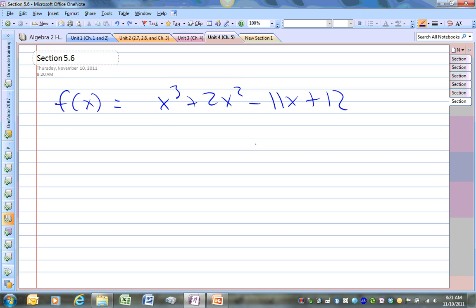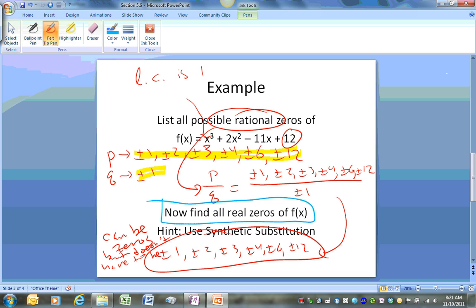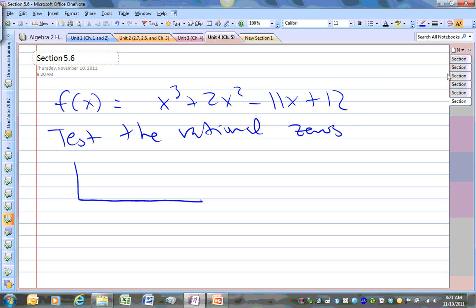So instead, what we do is we test the rational zeros. So let's first use synthetic division, as I mentioned here, or synthetic substitution. Because if you remember from the factor theorem, if you get 0 as a remainder, then you know that number is a 0. So let's work this out.